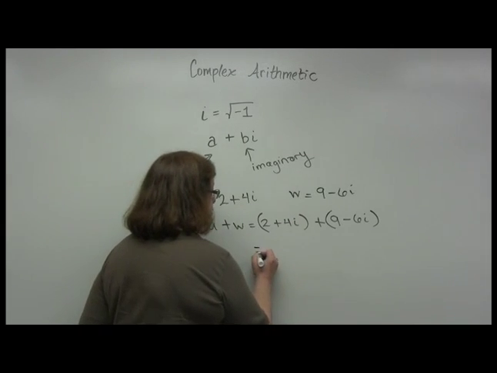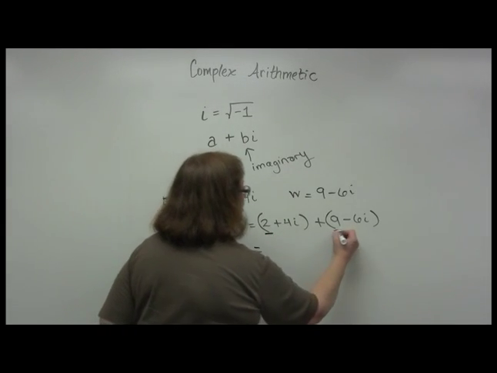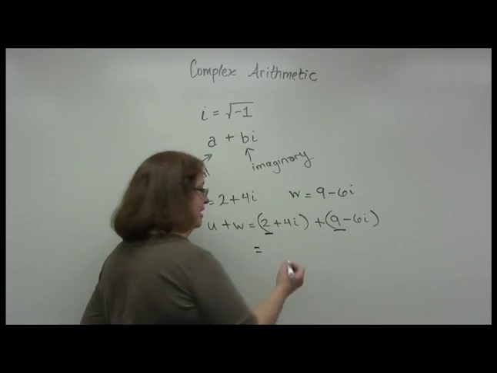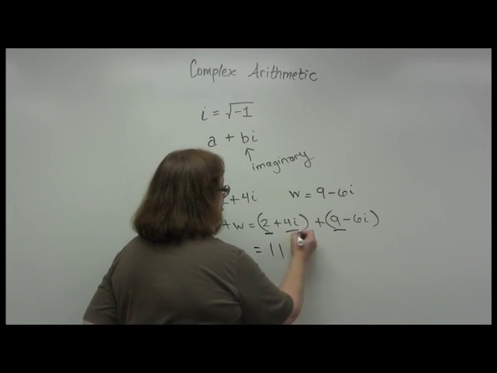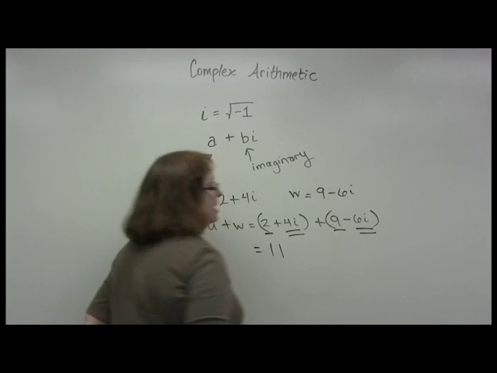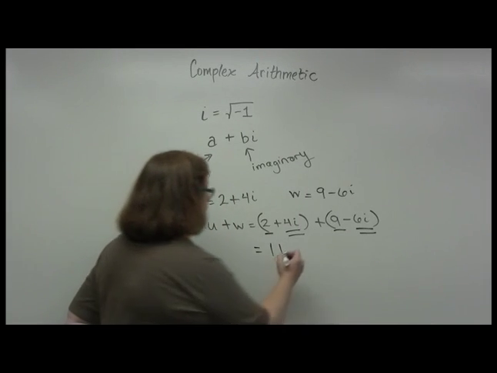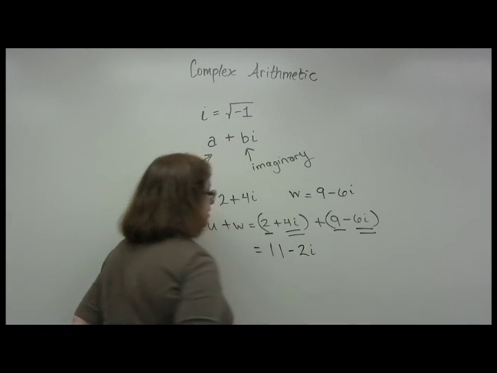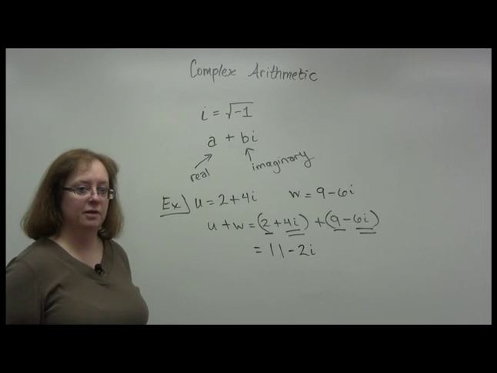We just add like terms, like you used to do in Algebra 1. We're going to add the 2 and the 9 and get 11. We're going to add the 4i, subtract 6i, and get minus 2i. So our result is 11 minus 2i.